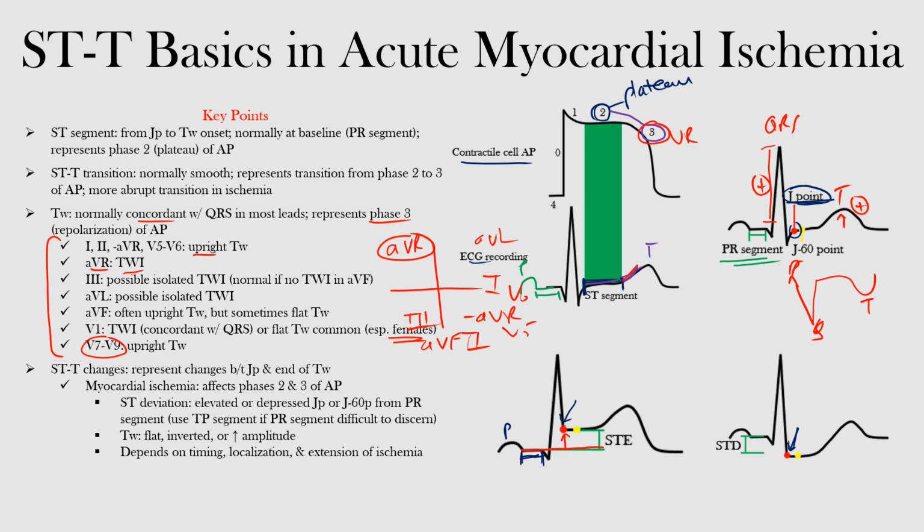And if we use this PR segment as our baseline, you can see that this J point is below, so we call that ST depression. So ST elevation and ST depression. And what I said is if you can't make out that PR segment, which is rare, we can use what we call the TP segment. The TP segment is the line between the T wave and the P wave. So imagine here's our P wave, and you have a preceding T wave. You can use this segment between them, which is called our TP segment, as your baseline, okay?